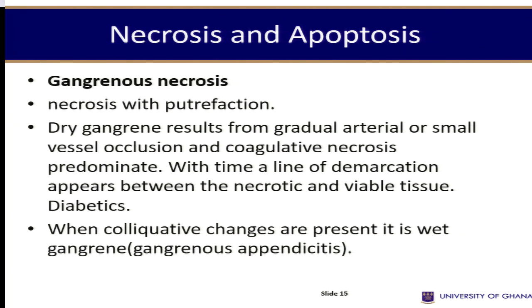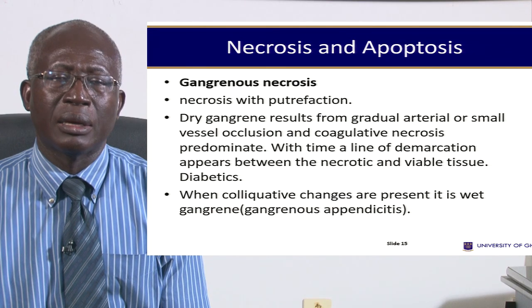In dry gangrene, you have gradual arterial or small vessel occlusion, and then you get coagulative necrosis. With time, a line of demarcation appears between the area of necrosis and the viable tissue, and the area of necrosis looks dark. You find this in diabetics when they get gangrene called diabetic gangrene. And then there is wet gangrene, when liquefactive necrosis predominates, such as in gangrenous appendicitis. Again, the organ may look dark.